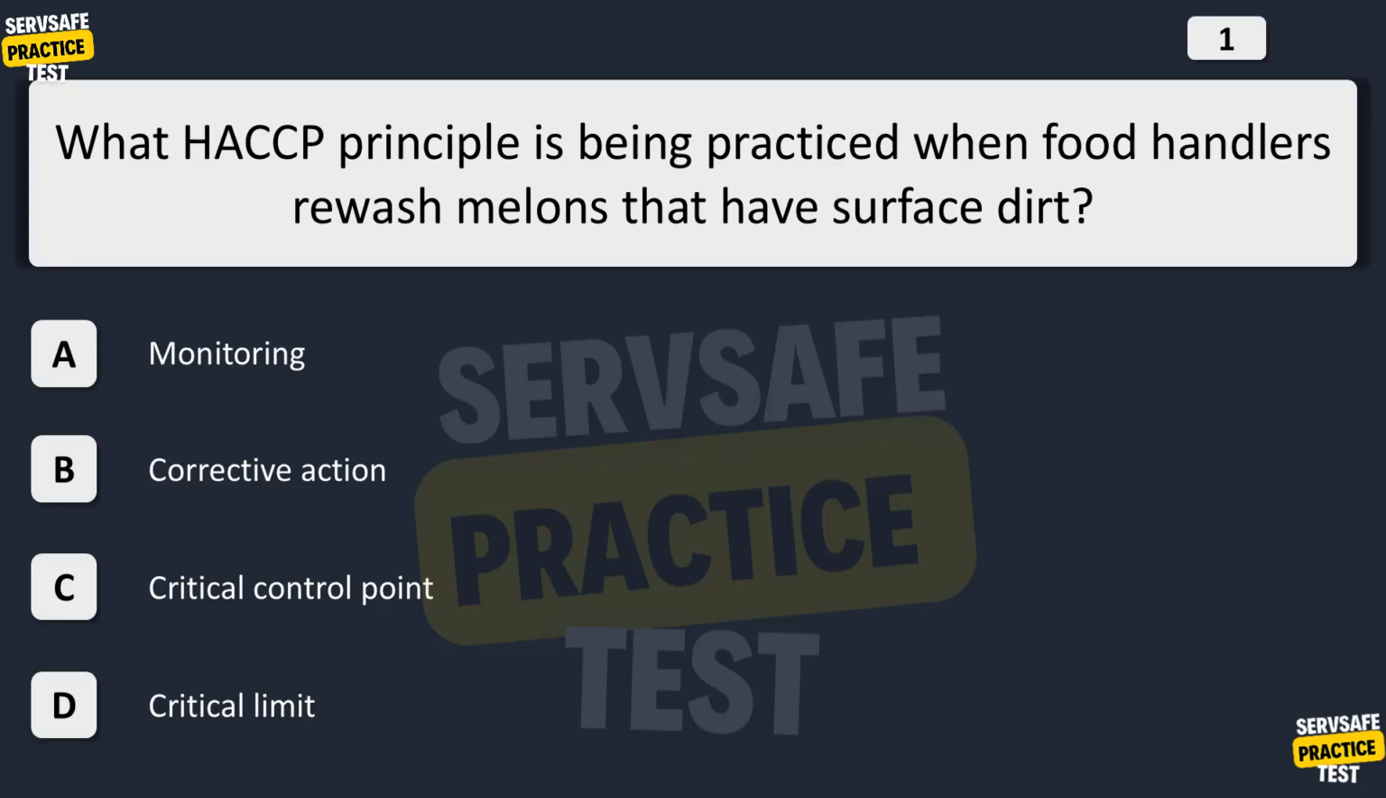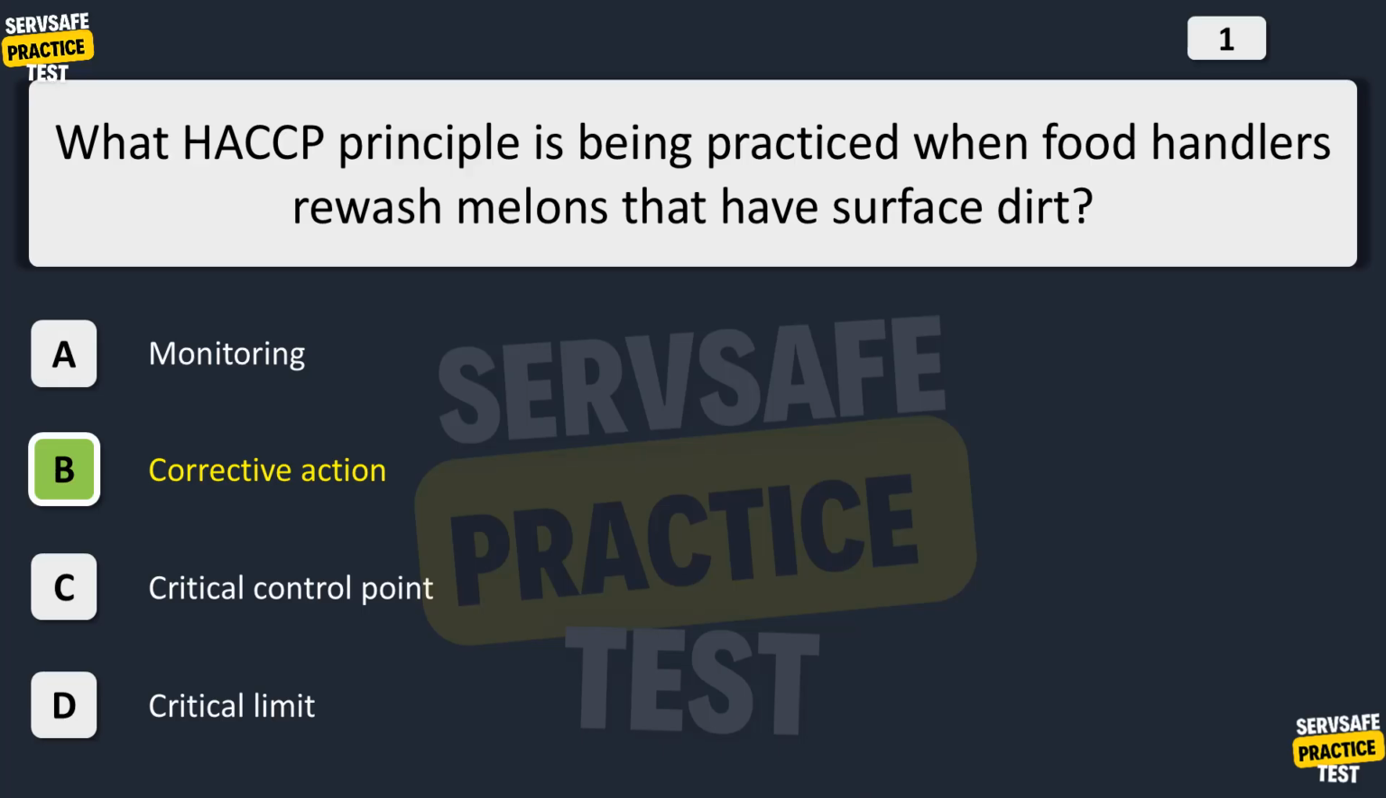What HACCP principle is being practiced when food handlers rewash melons that have surface dirt? A. Monitoring. B. Corrective action. C. Critical control point. D. Critical limit. The correct answer is B.